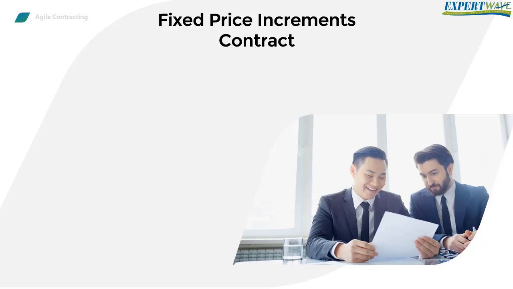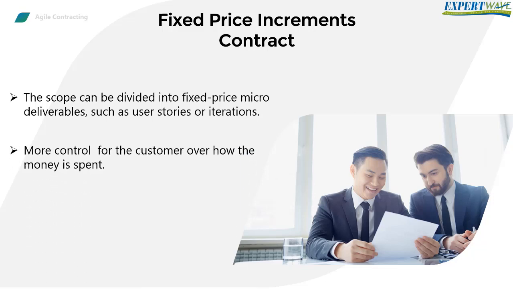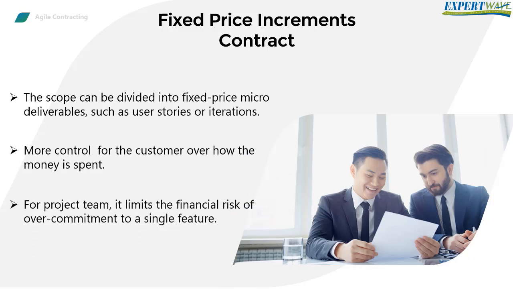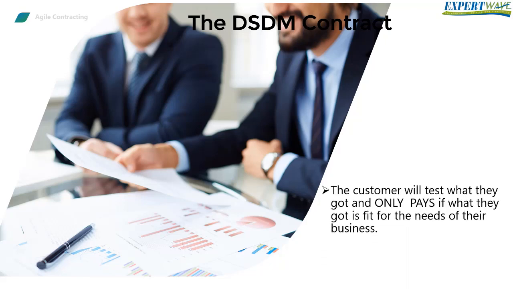Third contract, the fixed price increments. In this model, rather than locking the entire project scope and budget into a simple agreement, the scope can be divided into fixed price micro-deliverables, such as user stories or iterations. For the customer, this gives more control over how the money is spent, and for the project team, this limits the financial risk of overcommitment to a single feature or deliverable. Next contract, the DSDM contract. And the DSDM stands for Dynamic Systems Development Method. This contract focuses on work being fit for business use and to pass tests rather than matching a specification. So, instead of delivering what we think is what the customer asked for, the customer themselves will test what they got and only pays if what they got is fit for the needs of their business.